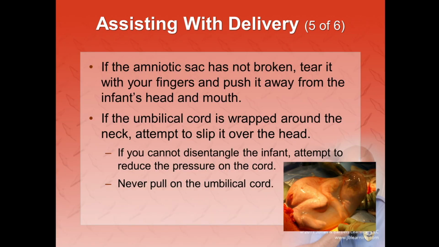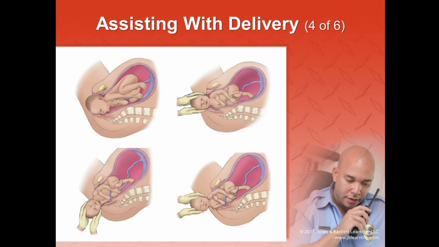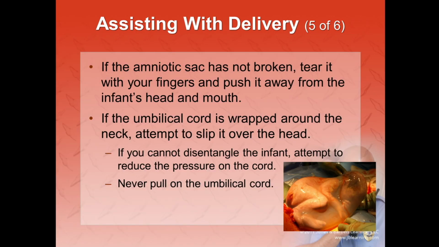Let's just say in the first photograph, we see that there's the amniotic sac wrapped around the baby's head. And as the head starts to emerge from the vagina, we cannot see a clear airway open for the baby. So we're going to want to make sure that we tear the amniotic sac and push it away from the infant's head and mouth. That ensures that once the baby is delivered, we can get an open and patent airway.